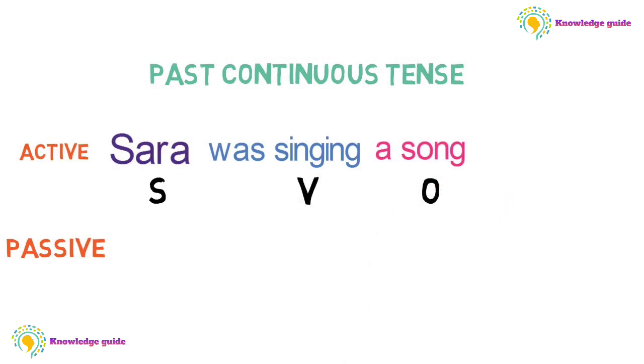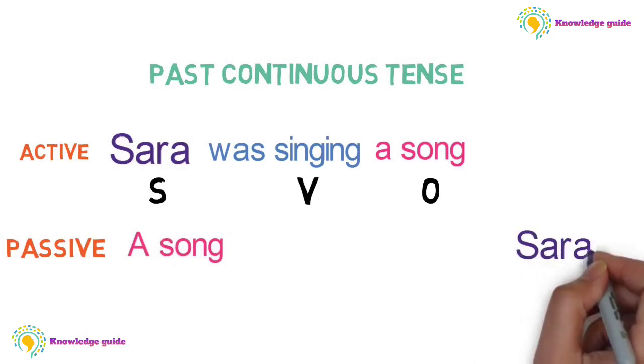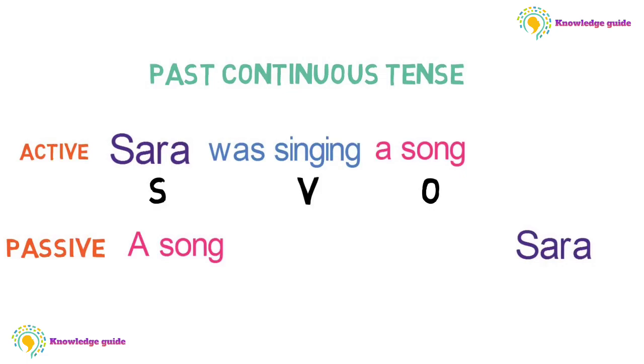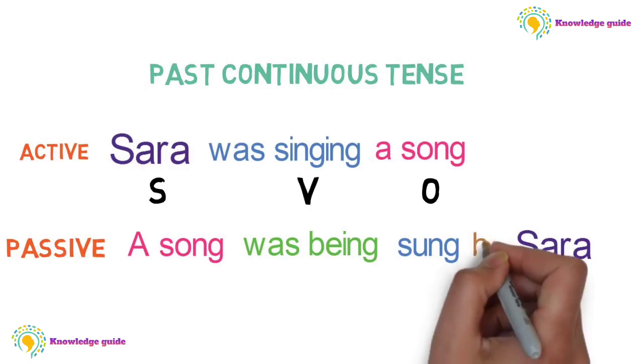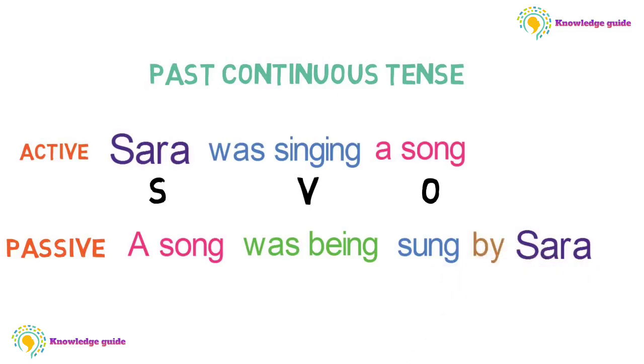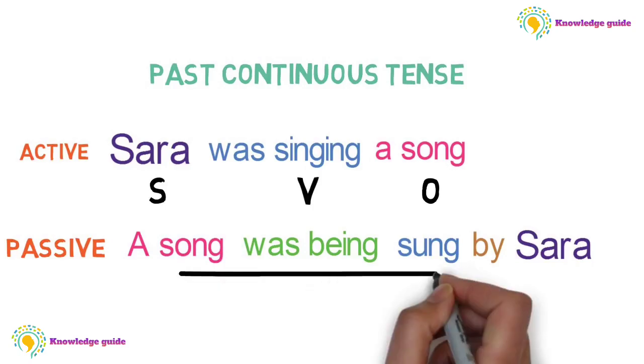Now let's swap the position of subject and the object. It will be a song, and Sarah will be Sarah, in the last position. And converting the main verb to third form, it will be sung. Now adding a suitable helping verb, it will be was being. And adding a preposition by before the subject. Thus the sentence in passive will come: a song was being sung by Sarah.